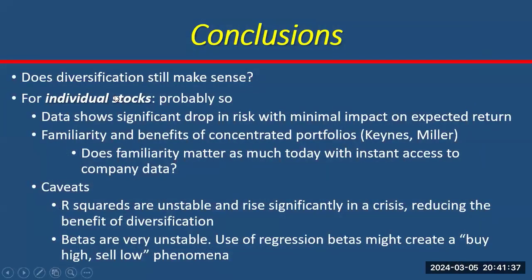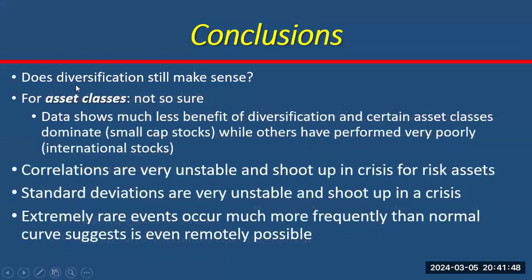So what can we conclude about this? On the individual stock level, diversification works, but it's terribly unreliable and it works the least when you most need it. I'll come back to this next class as well. For asset classes, I'm not so sure. I think it's a little more tricky, but what do you replace it with if we don't do that? So we'll talk about that.